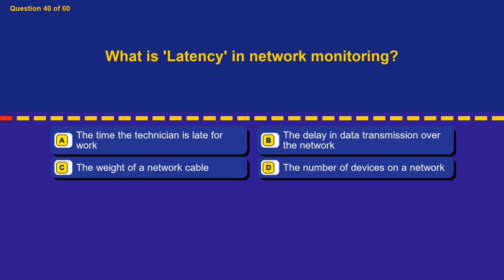Question 40. What is latency in network monitoring? Option A. The time the technician is late for work. Option B. The delay in data transmission over the network. Option C. The weight of a network cable. Option D. The number of devices on a network.